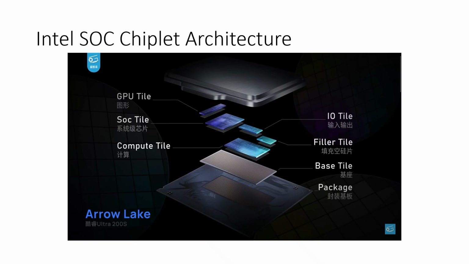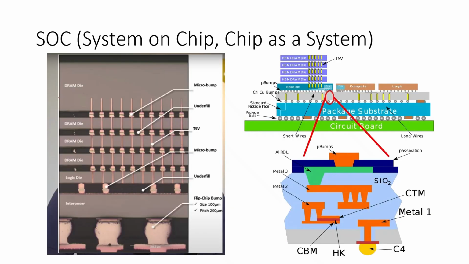Intel and other companies like TSMC are advancing SoC chiplet architecture. Modern chips may consist of many different chips together, built kind of like Lego blocks. There are different tiles: SoC tile, compute tile, IO tile, filler tile, each one made on a different wafer and cut off as an individual die. Those dies are flipped and bonded together.